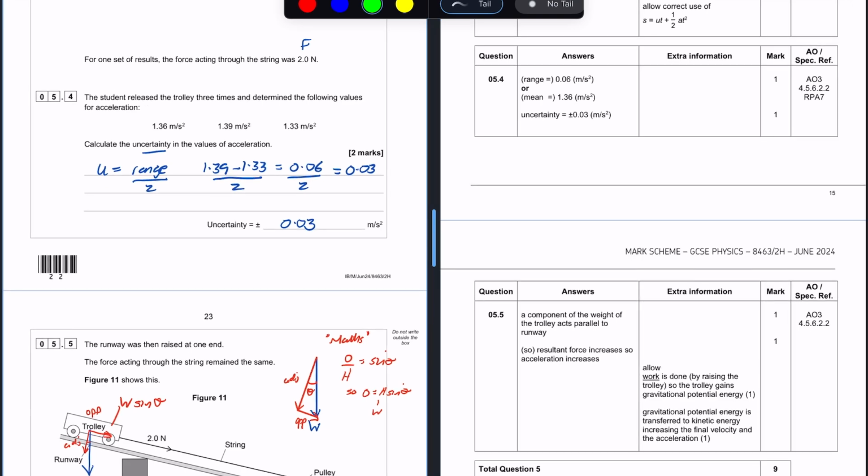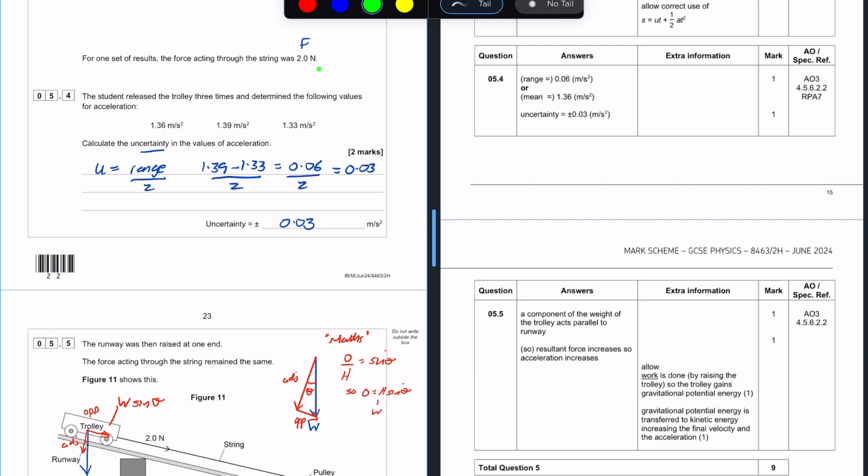Right, the next bit. For one set of results, the force acting through the string was 2 newtons. The student released the trolley 3 times and determined the following values for acceleration, that, and that. Calculate the uncertainty. Okay, so the uncertainty is half the range. So range over 2. The range is the difference between the highest and lowest values. So 1.39 minus 1.33. Then you divide it by 2, you get 0.03. So our uncertainty is plus or minus 0.03. So remember that equation, the uncertainty is range over 2. They will ask you uncertainty at some point in the paper, so make sure you've learnt that.